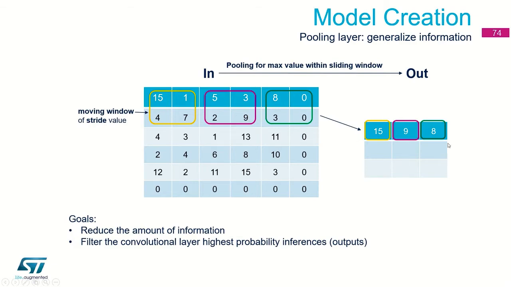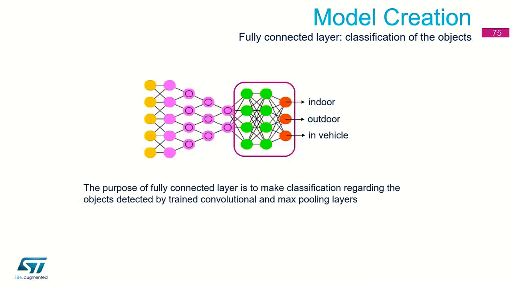And again, the amount of data is decreased. And for example, this filter is very good to detect the edges of some shape. And the fully connected layer, the dense layer here, it is the brain of the neural network.